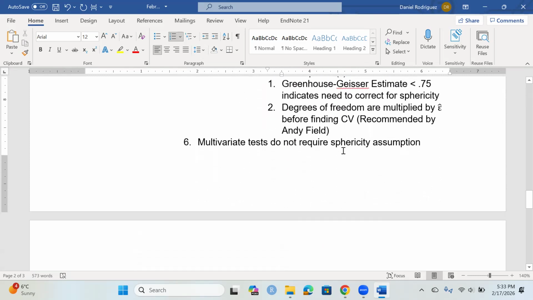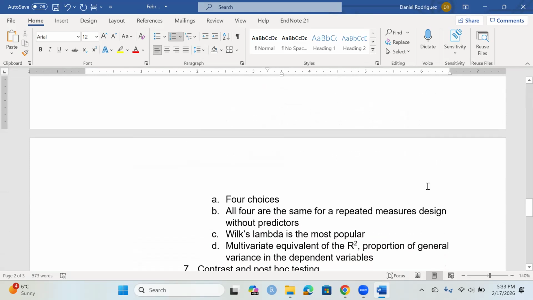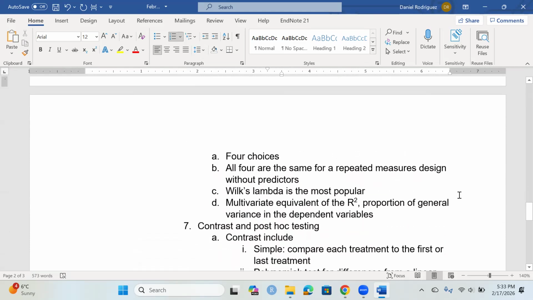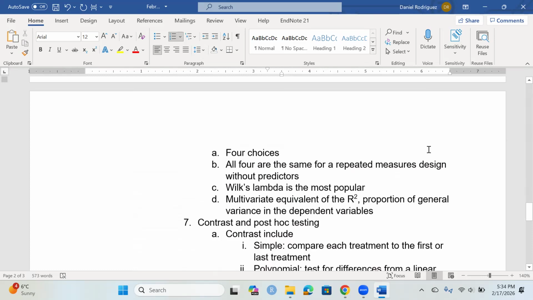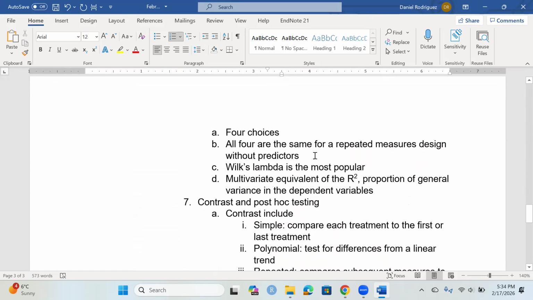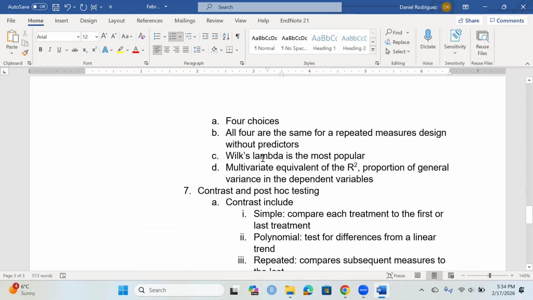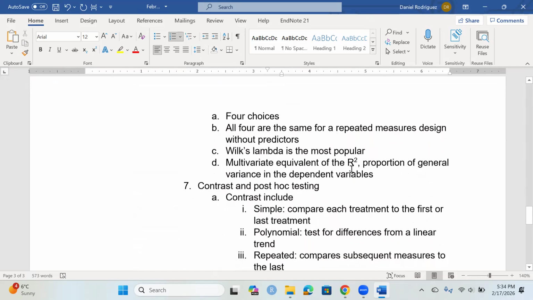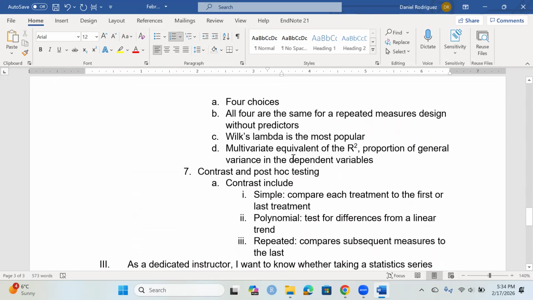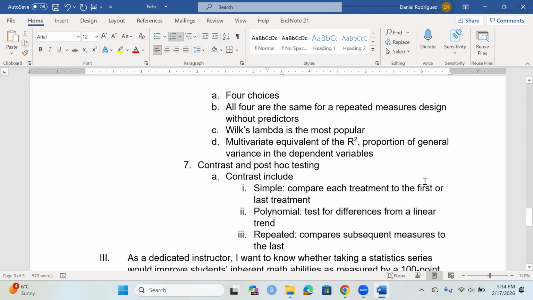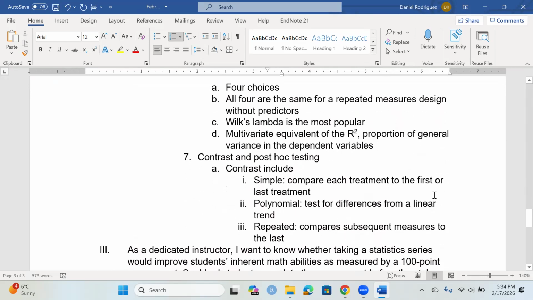What you could do instead is just use the multivariate test, because these do not require sphericity. So you'll always get multivariate tests included. Actually, we have four choices for multivariate test statistics. All four are the same for a repeated measures design without predictors, but we have predictors. Wilks' lambda is the most popular of these four choices. It's the multivariate equivalent of the R square, the proportion of the general variance in the dependent variable.